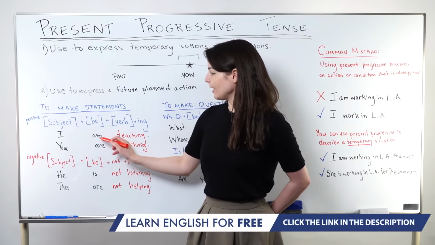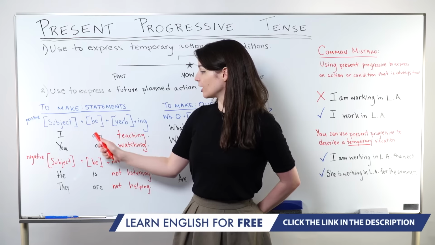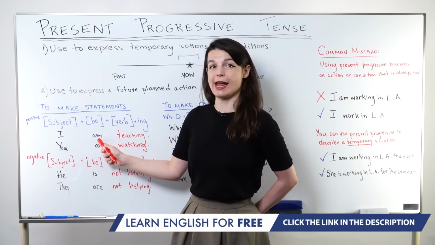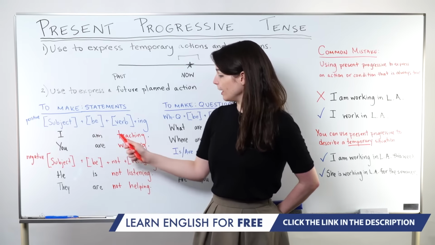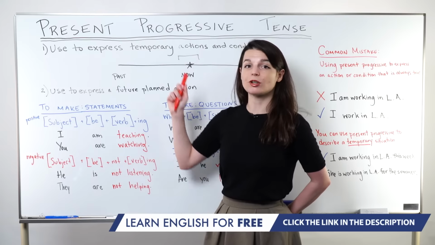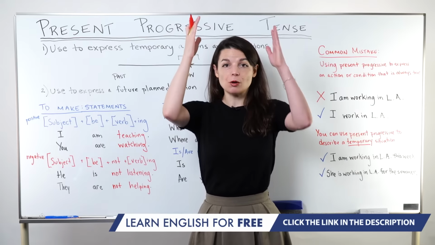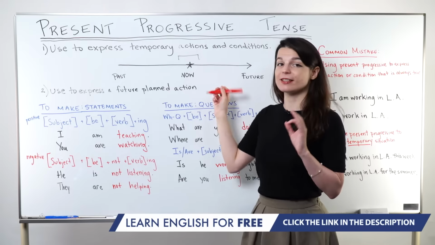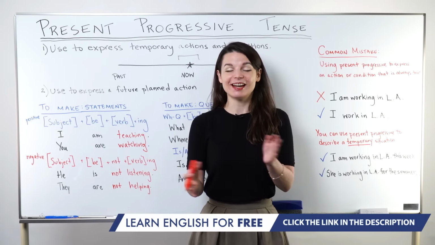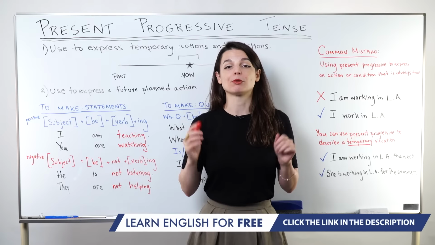First, I am teaching, a very basic sentence. My subject is I. My be verb is am. So when the subject is I, my be verb needs to be am to match this subject. Then teaching. So here the verb is teach. The ing form, the present progressive form, is teaching. So I am teaching refers to my actions now, my actions that are true now. In this moment, I am teaching. Soon, after this lesson, I will not be teaching. So this is a temporary situation, a temporary action.